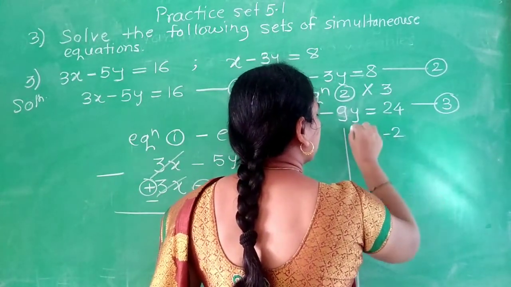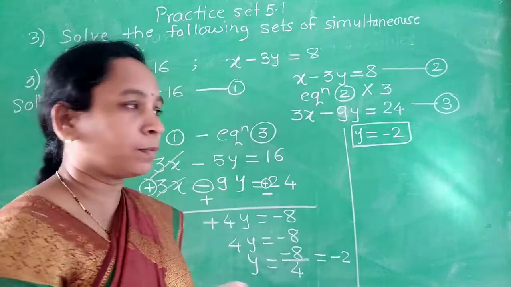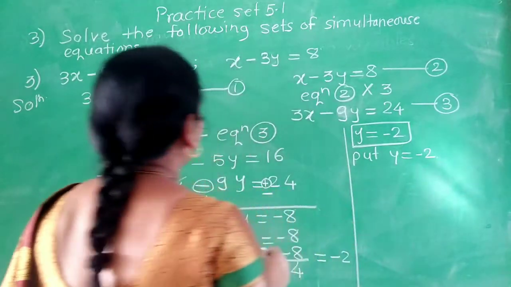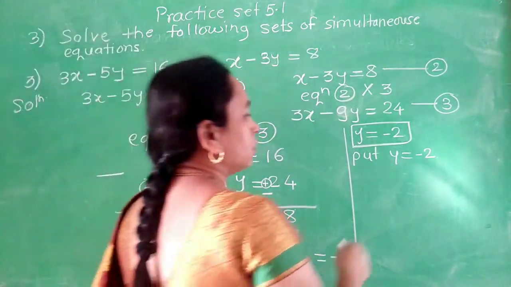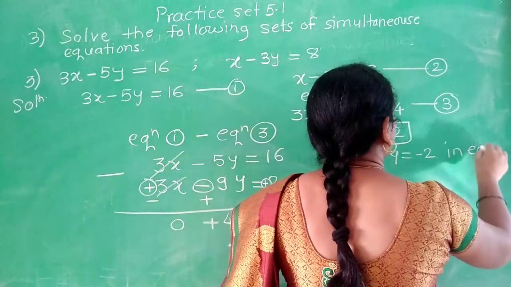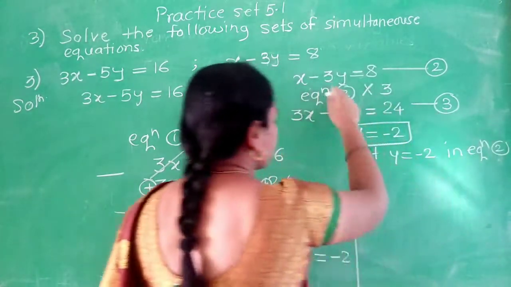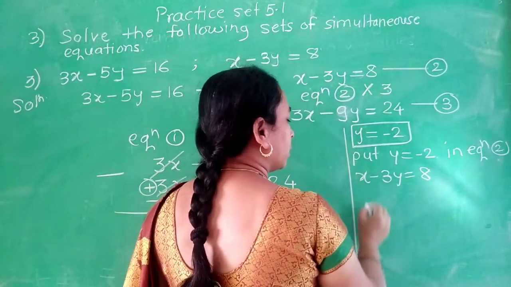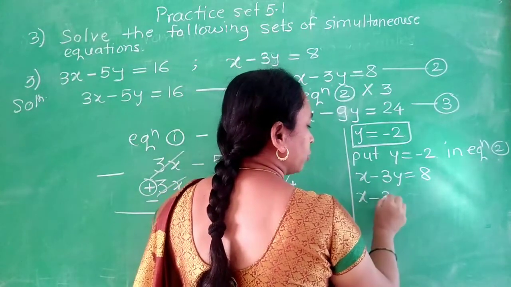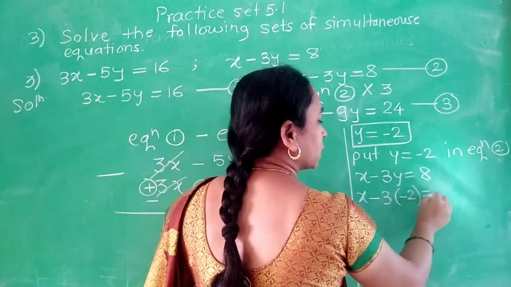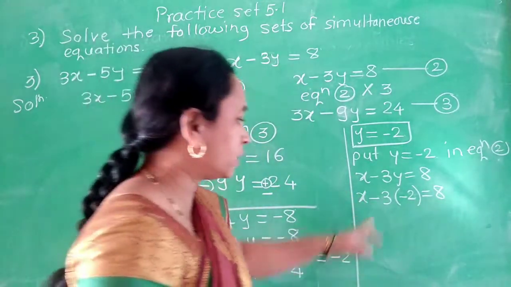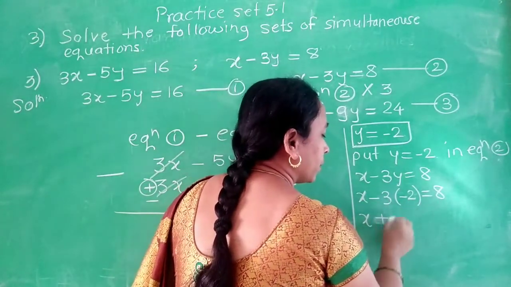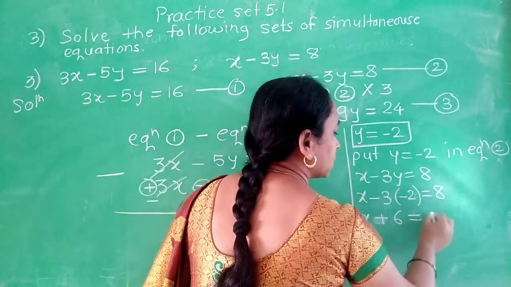We have got y's value equal to minus 2. I will put y is equal to minus 2 in the second equation. So what is equation 2? x minus 3y is equal to 8. y's value is nothing but minus 2. So x minus 3 into minus 2 is equal to 8. Product of these two: minus multiplied by minus will be plus 6. So x plus 6 is equal to 8.